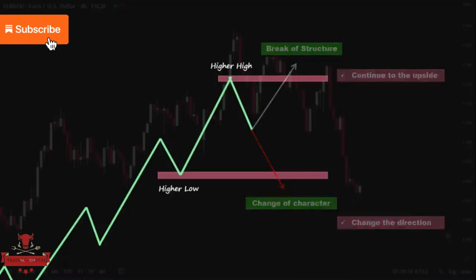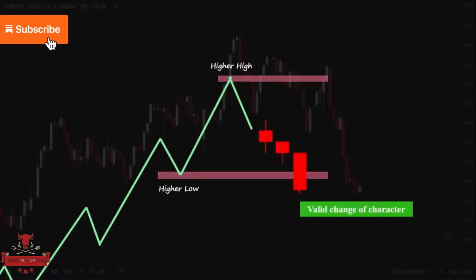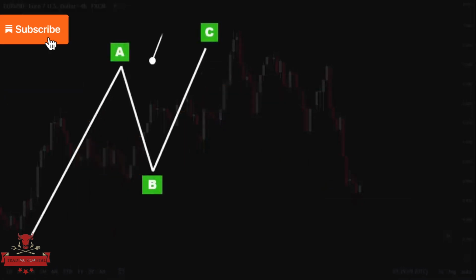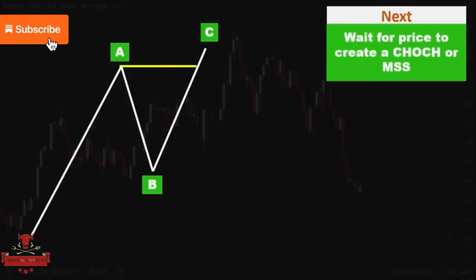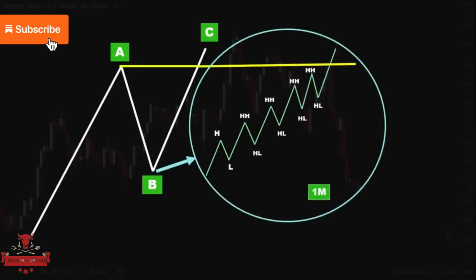The key point is that a break of structure is valid, even if a shadow breaks above the previous structure level. But for a change of character, we definitely need price to break and close a candle below the previous market structure level. Imagine we have a valid ABC pattern. That price swept the liquidity above its high by the C wave with one rejection candle, and then reversed to the downside. The next step is waiting for a change of character to appear. So for that, if we zoom into the lower time frame, for example the 1-minute time frame, we would see a structure like this. As I mentioned before, we should wait for a change of character.